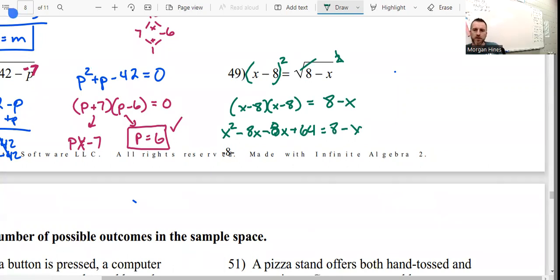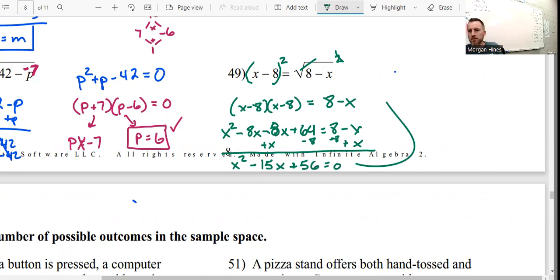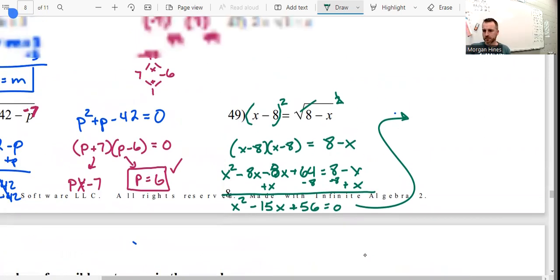Combine some like terms over here, we get negative 16x, and then I'm going to add another x. We'll have x squared minus 15x now. Then I'm going to subtract 8 from both sides, plus 56 equals 0. What do we have here? It's another quadratic.